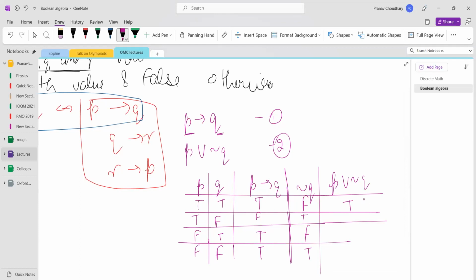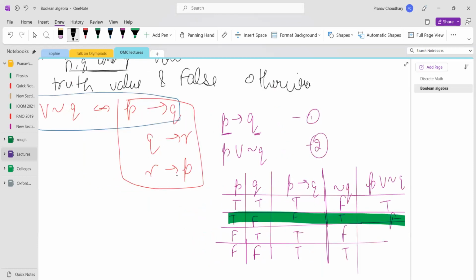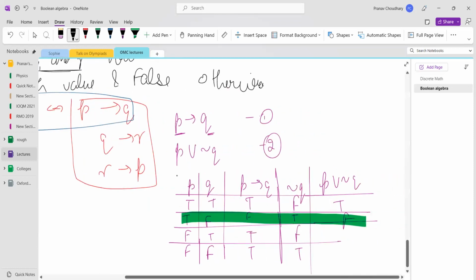Wait, no. If P then Q. What you said is not true, right? In this case, these two things do not match. Oh, P implies Q, it's not P or Q. Oh, my proof was wrong. It's not P or Q.